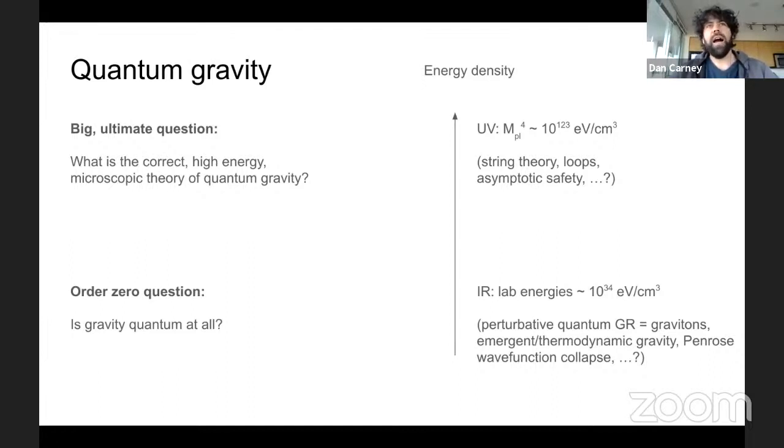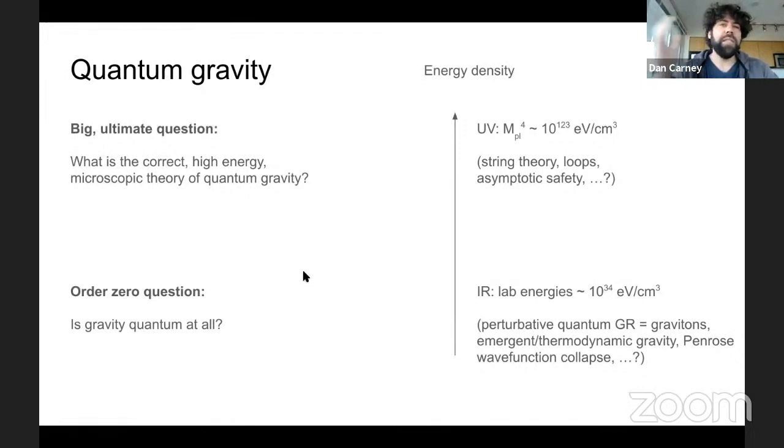In this talk, I want to focus on a very low energy question. So much, much lower than these kinds of energy scales. And this question sort of underlies all of these high level questions, the high energy questions, in some way. So at low energies, you could even ask this question: is gravity quantum in the first place? So, is gravity quantum at all?